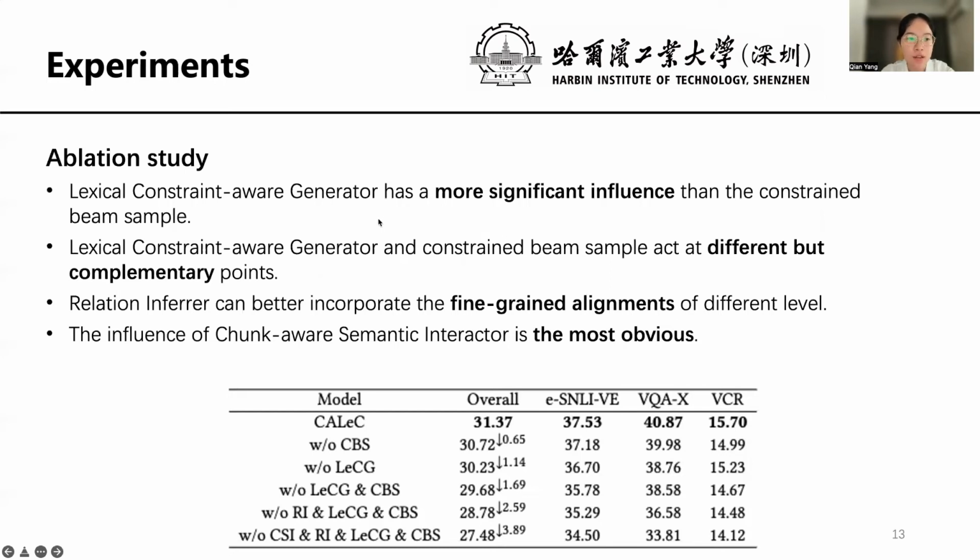We notice that the lexical constraint-aware generator has a more significant influence than the constraint beam search. The two components act at different but complementary points. The relation inferer can better incorporate the fine-grained alignment on different levels, and the influence of the chunk-aware semantic interactor is the most obvious.